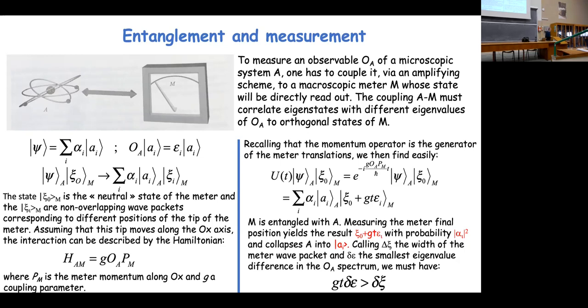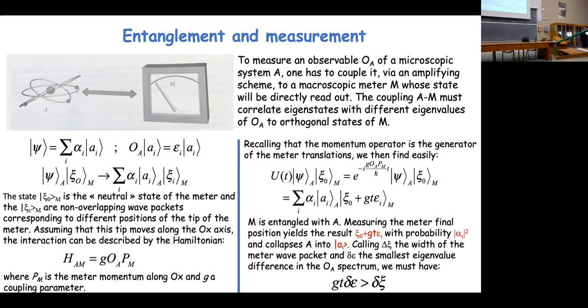Now, if you want to enter into more details, you have to first understand that at the beginning, you cannot start with a meter which is at a well-defined point, because if it is at a well-defined point, it has a completely undetermined momentum. So you have to take a wave packet of the meter and look at how this wave packet moves. The wave packet has a given width, and different eigenvalues should give you different positions. So you have this inequality here. If you call delta zeta the smallest difference between eigenvalues, you see that GT delta epsilon should be larger than delta zeta.